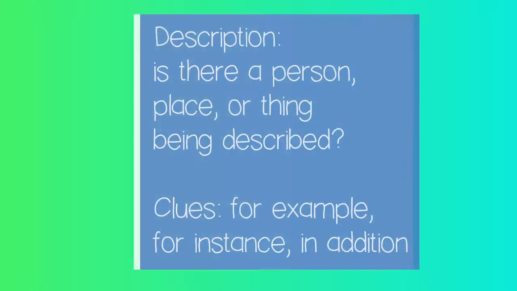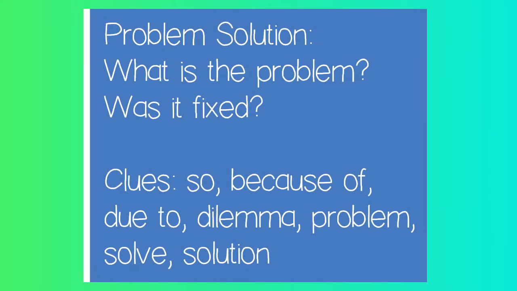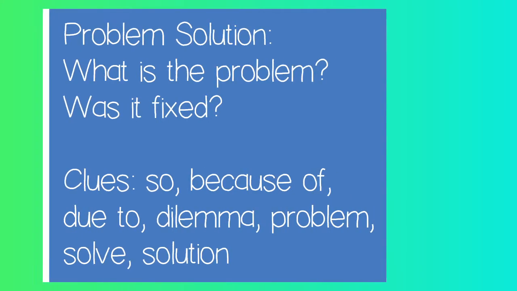So let's take a quick minute and review those clue words that help us figure out what the text structure of the paragraph is. Description. Is there a person, place, or thing being described? Clues are, for example, for instance, in addition. Problem and solution. What is the problem? Was it fixed? Clues are, so, because of, due to, dilemma, problem, solve, solution.